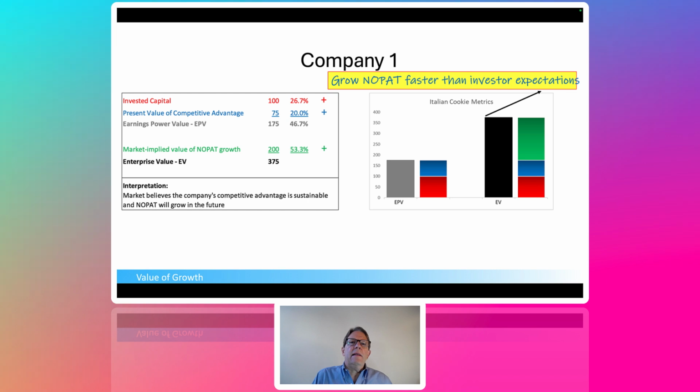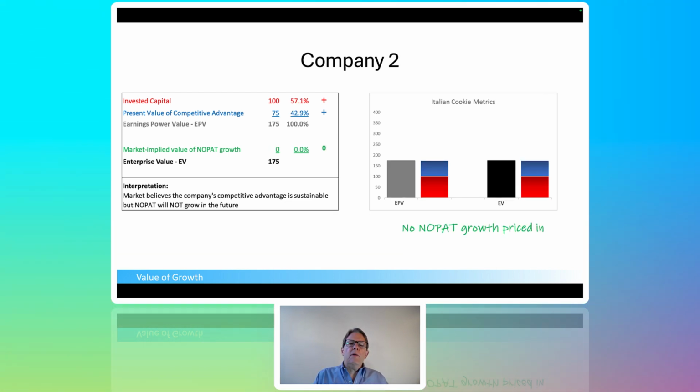That's the key. And the key here is you just grow NOPAT faster than investor expectations. So management, the company grows faster. So on a chart like this, where you have positive red most of the time, positive blue, excess returns, and you have green, growth expectations, you make money in this stock when the company grows faster than investor expectations. That's it. Now, you also have to assume that the return on capital holds and some things like that. But how do you make money? Growth, growth, growth. Okay.